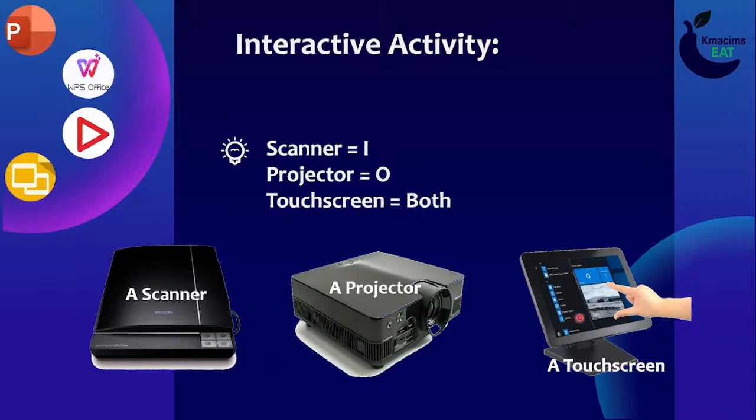Then we have the touch screen. Here, the touch screen is both an input and an output device. Take a look at your phone. When you click on something, it also gives you the response on the screen. It doesn't give you the response somewhere else. It's still on the screen. So that qualifies it to be both an input device and an output device.